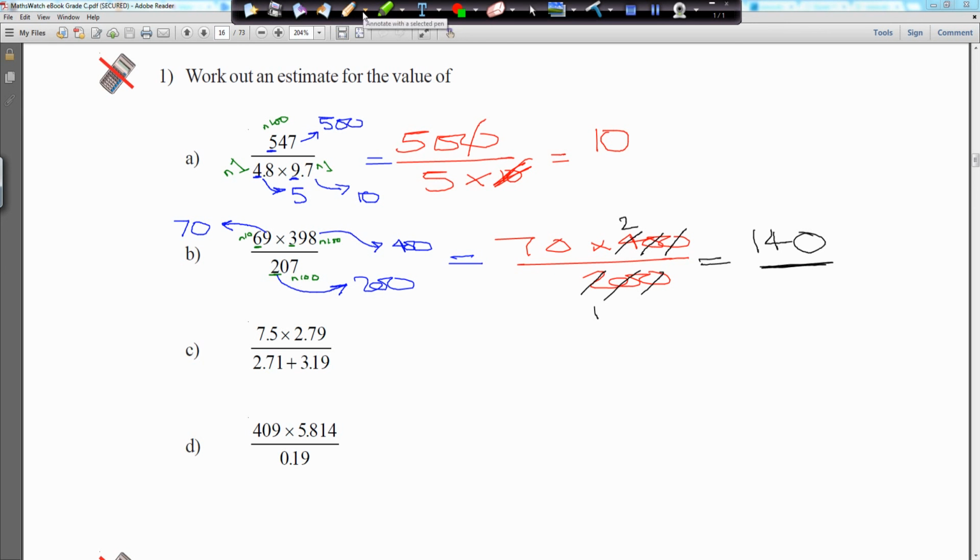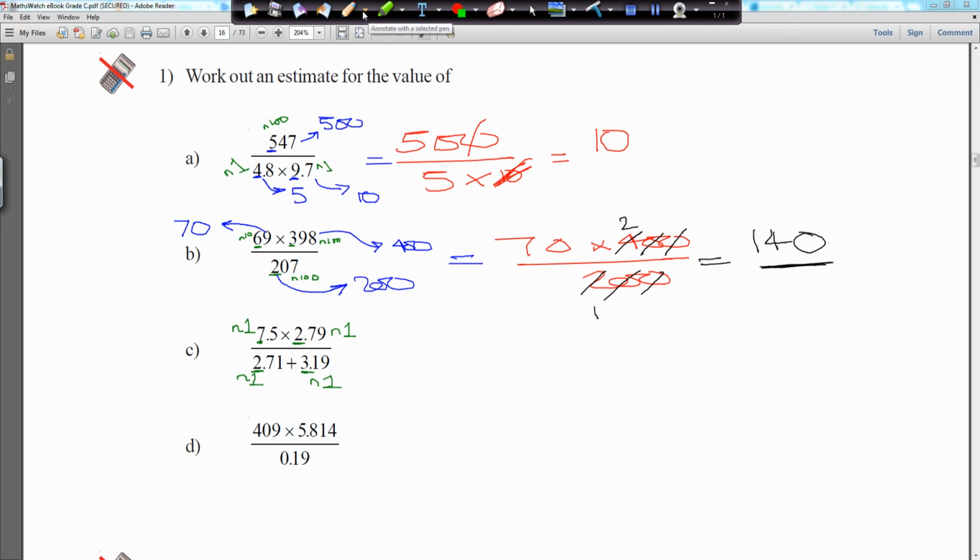Okay, let's do the next question without any further delay. 7.5, highest place value is units, so we're going to round this to the nearest whole number. 2.79, highest place value is the units, 2, so we can round this one to the nearest whole number as well. 2.71, units, nearest 1. 3.19 is units, so we round that to the nearest 1 as well.